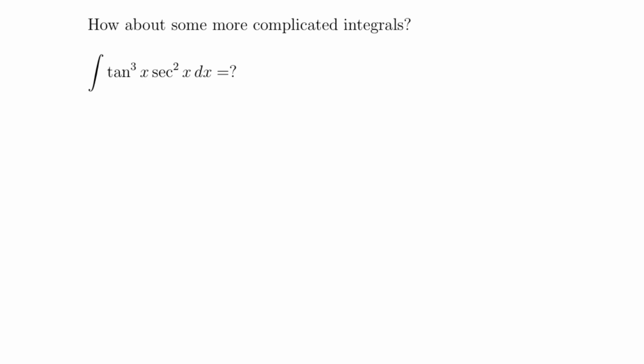You're thinking, right? You're saying, can I do this? And then you're like, wait, I don't know if I can do that. Could we use u-substitution? Secant squared is the derivative of tangent. Because secant squared is the derivative of tangent, then I could let u be, exactly.